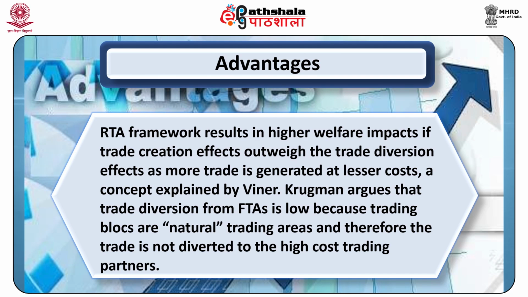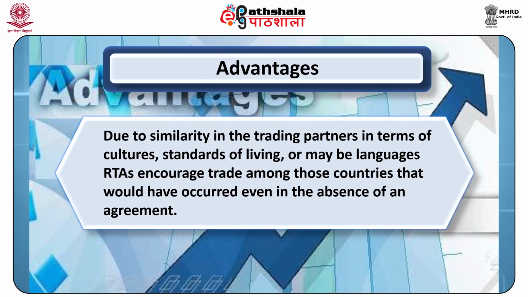Second, the RTA framework results in higher welfare impacts if trade creation effects outweigh the trade diversion effects, as more trade is generated at lesser cost, a concept explained by Viner. Krugman argues that trade diversion from FTAs is low because trading blocs are natural trading areas and therefore the trade is not diverted to the high cost trading partners. Third, due to similarity in the trading partners in terms of cultures, standard of living or maybe languages, RTAs encourage trade among those countries that would have occurred even in the absence of an agreement.